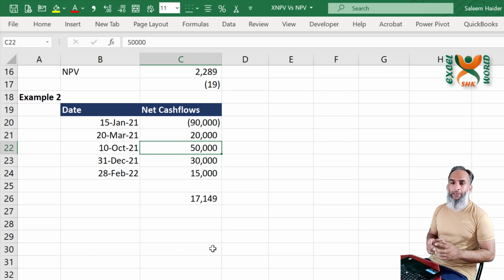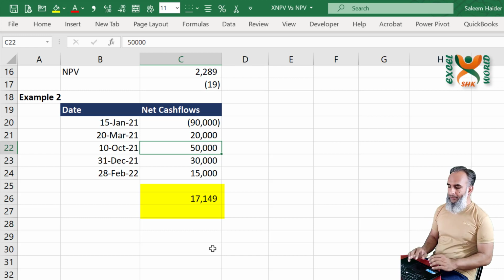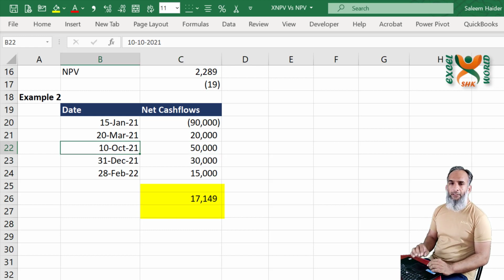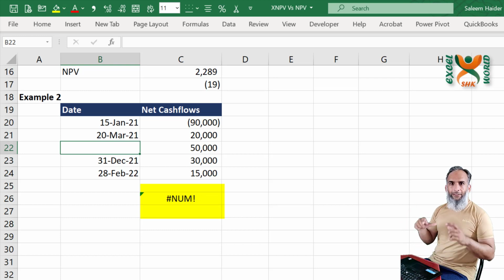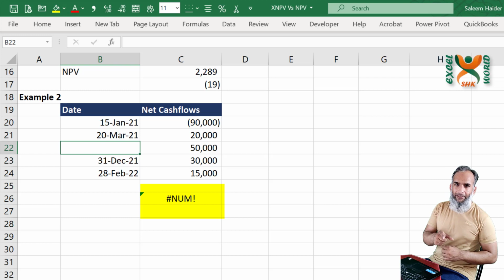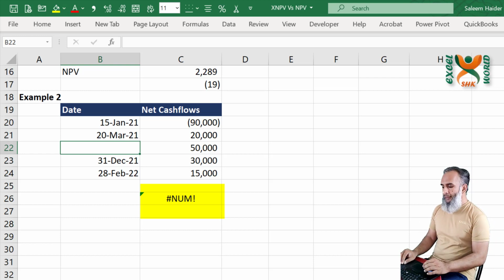We know that XNPV takes account of two ranges or arrays. One is the values and the second one is the dates. So what if I delete one of the dates? The values are still there. Oh, it gives an error. So even if there are hidden rows or hidden cells with some value, if you haven't provided the date, then you will not get the XNPV value.